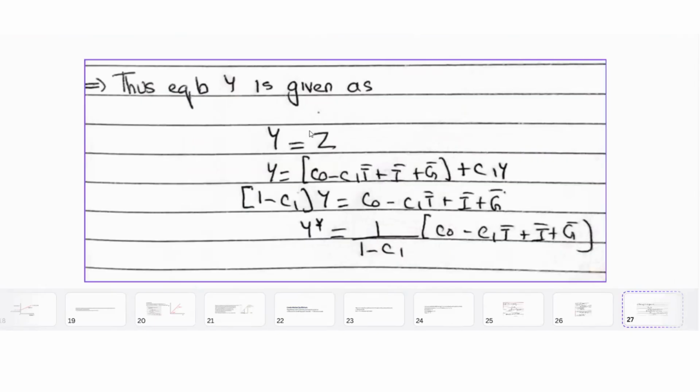Then equilibrium Y is given as Y is equal to Z. Here we just plug in the demand function Z we found, and then from here we make Y the subject, and we can find the equilibrium level of output. So this is how we can mathematically find the equilibrium level of output. All we need to do is find a demand function Z and set it equal to Y.